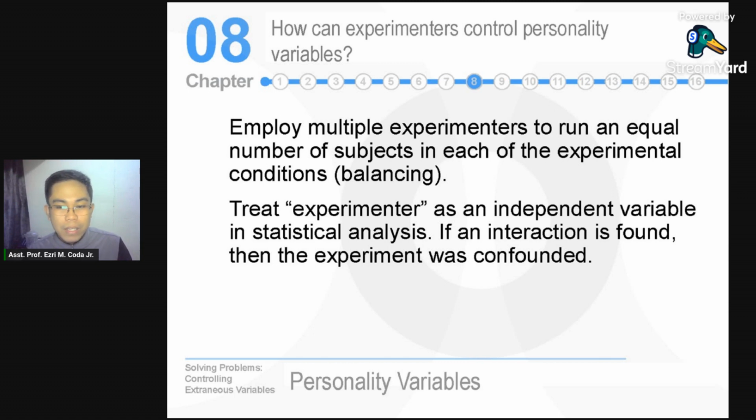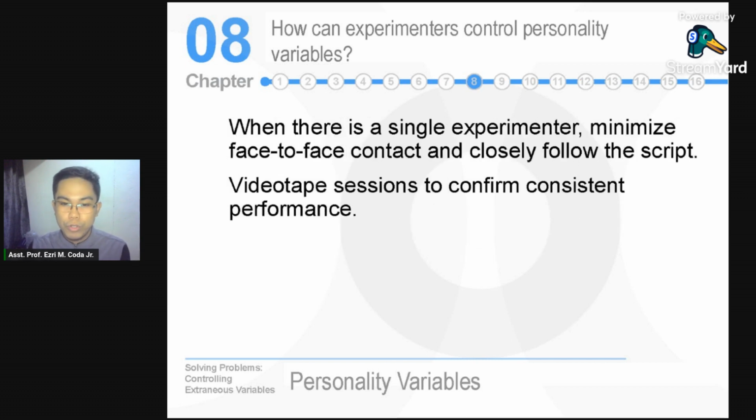Why? Because if an interaction is found, then the experiment was confounded. So ibig sabihin, kapag interaction sa experimenter is found, ibig sabihin, naapektuhan ng personality ng ating mga experimenters, or yung nag-facilitate ng especially survey or treatment conditions, ang ating experiment.